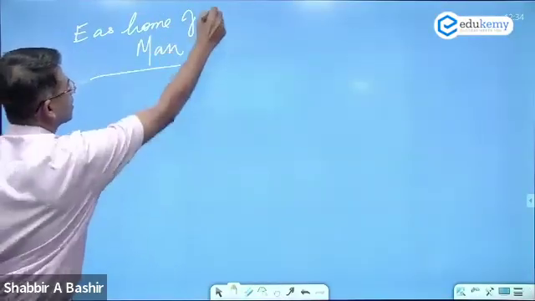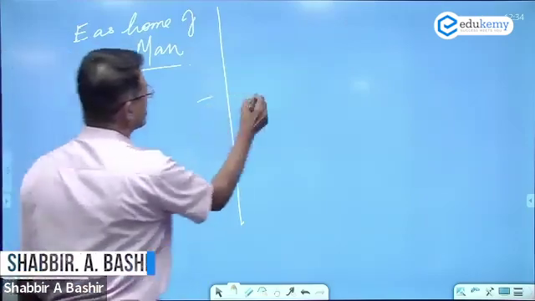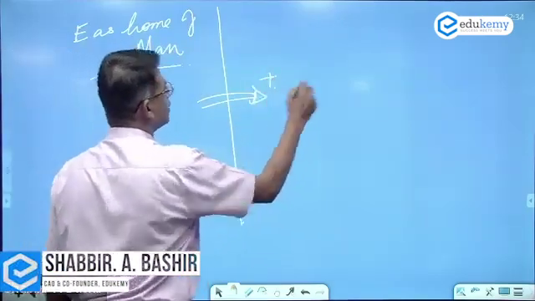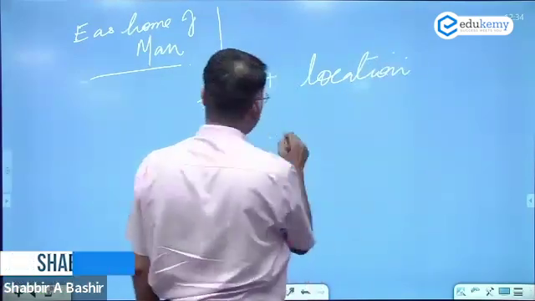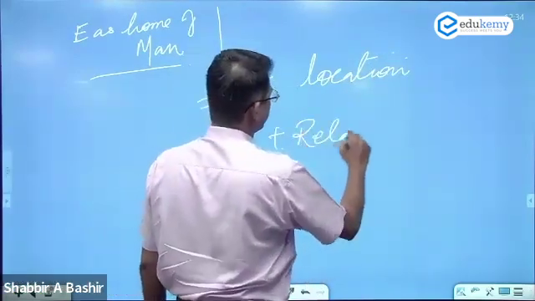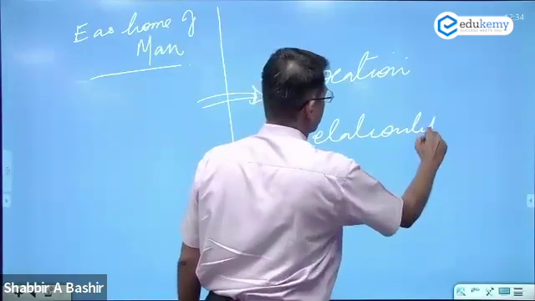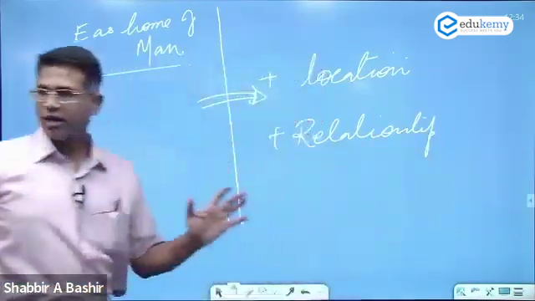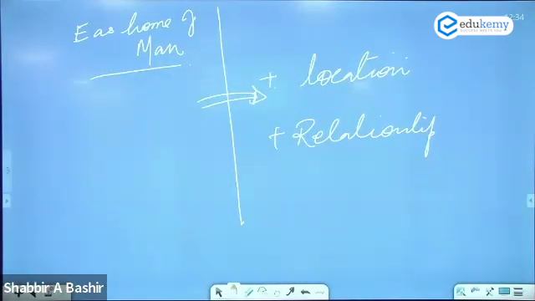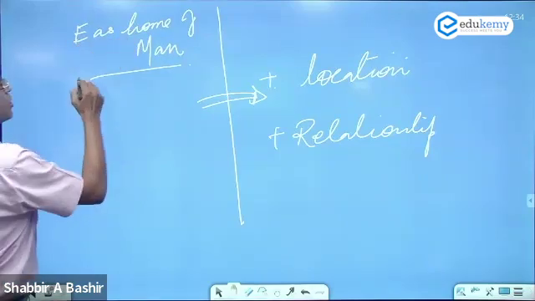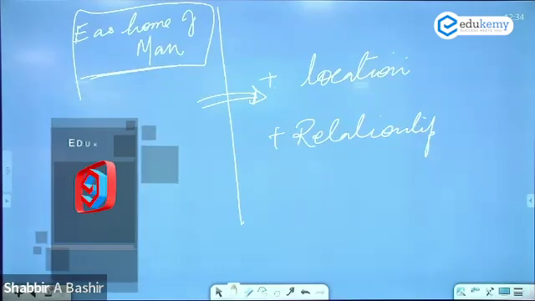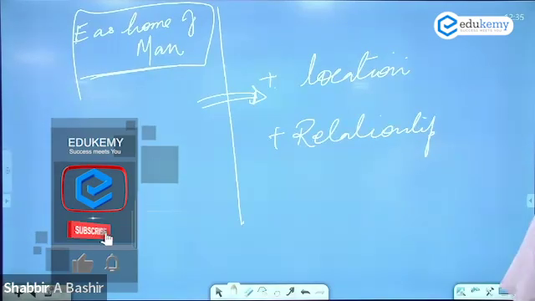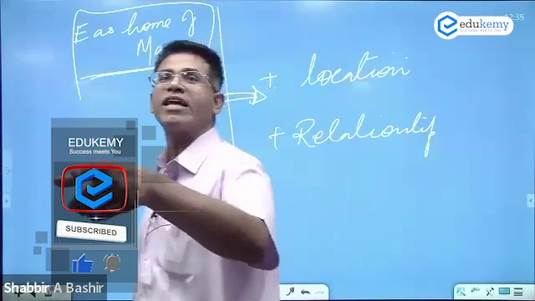This is one aspect. And to this, I said, you must add location concept, and you must add the relationship concept. Yeah, this is where the concept gets summed up. When I say Earth as the home of man, what am I referring to? Earth has life, okay? That's one aspect of water. Water is one. What else?